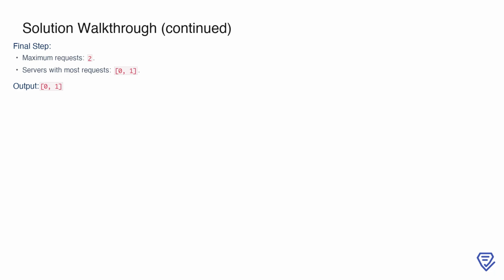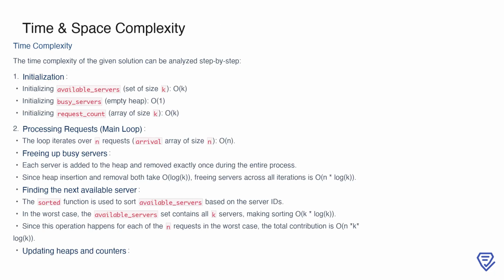0 and 1 share this maximum count. The output for this example is 0, 1, indicating that both servers handled the most requests. To analyze the time complexity of our solution, we start by breaking it into smaller components.